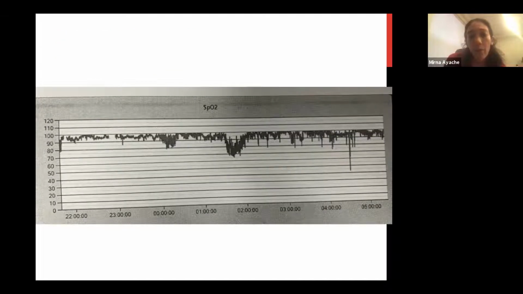This is one of the overnight pulse oximetries I was reading last week, and I just took this waveform here. Any of the fellows would like to describe what they're seeing and what you think this patient has, just based on the waveform?